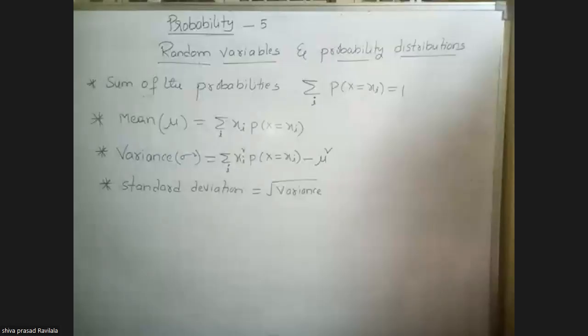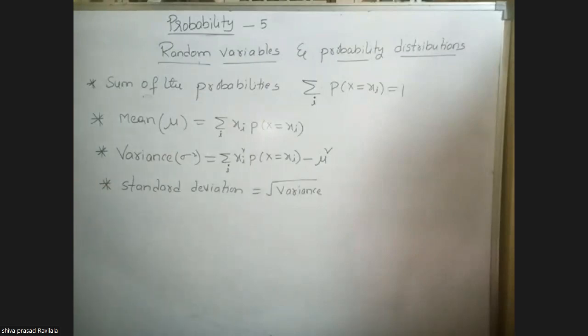The topic is random variables and probability distribution. In this we have three steps. The first one is to directly find the value of mean, variance, and standard deviation by using these three conditions. The second two are the binomial distribution and the Poisson distribution.